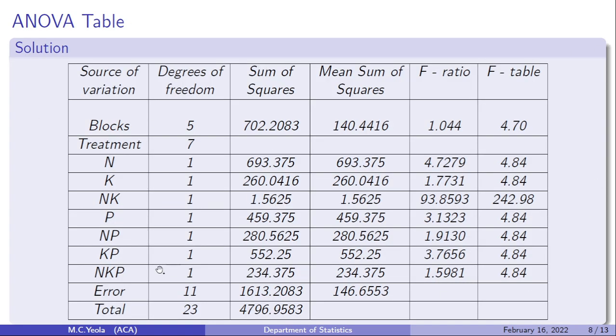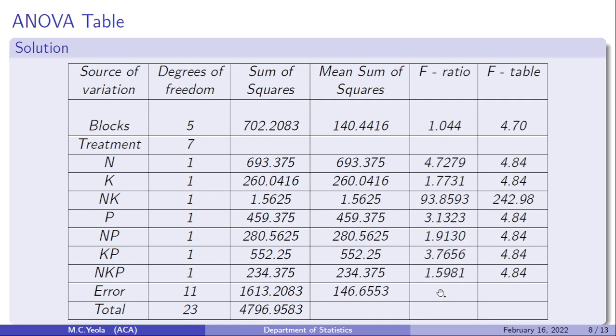We get the ANOVA table here. Total 6 blocks, so we are having degrees of freedom here 5. Treatment 7 we are having, so it gets divided into 1, 1, 1 here. 23 total degrees of freedom, because 24 observations minus 1 we are having 23 degrees of freedom. 23 minus this 12 will give here 11 degrees of freedom, and the corresponding sums of squares we have written, the sums of squares we have obtained here.